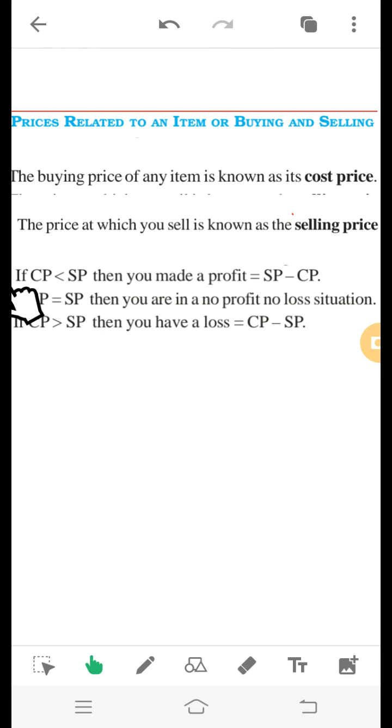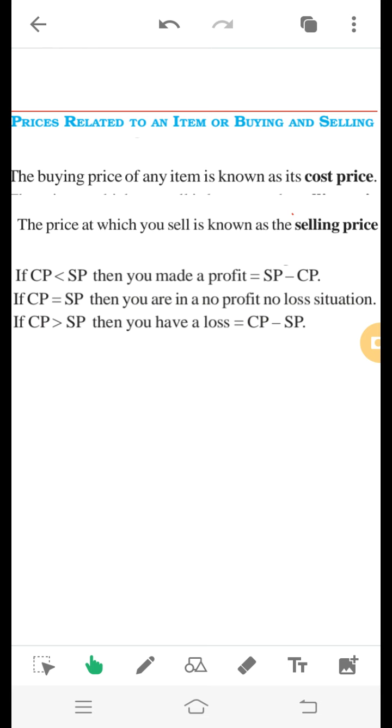Now if cost price is less than selling price, then you made a profit, and we can find the profit from SP minus CP. If cost price and selling price both are equal, then there is no profit, no loss. If cost price is greater than selling price, then you have a loss, and we find it as cost price minus selling price.